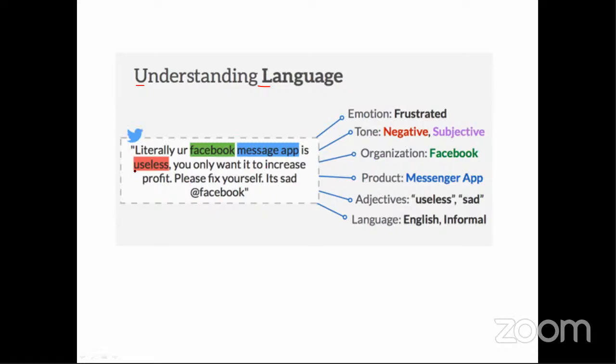Tone is negative. The word useless is subjective, so subjectivity is there. Organization: which organization am I talking about? Facebook. Which product? The product is the messenger app. I'm not just extracting "message app". The tweet mentions the message app, but the message app is Messenger, so I should have the knowledge to capture and map that. So the product is the messenger app. The adjective is useless. The language is English, and I'm saying this is informal.